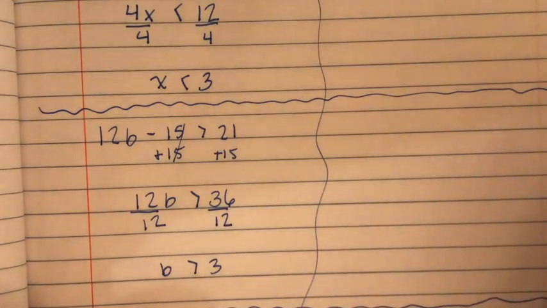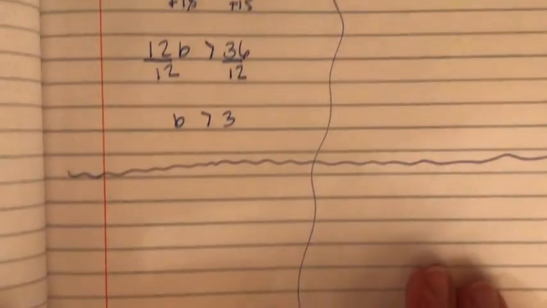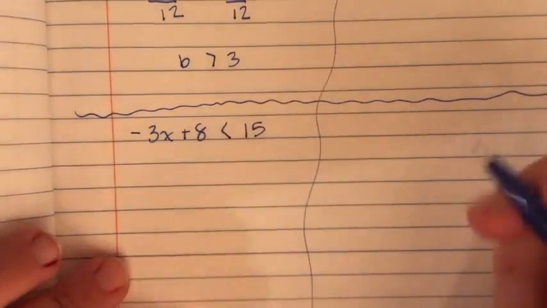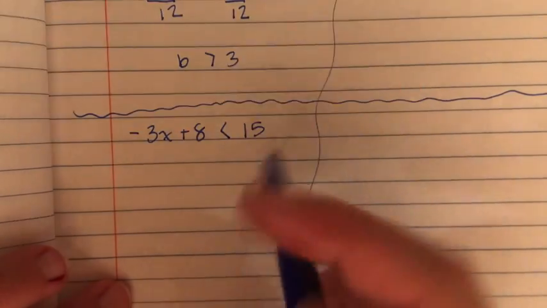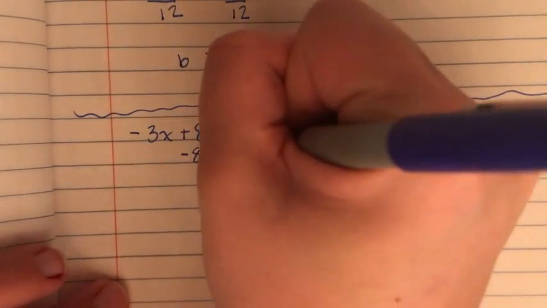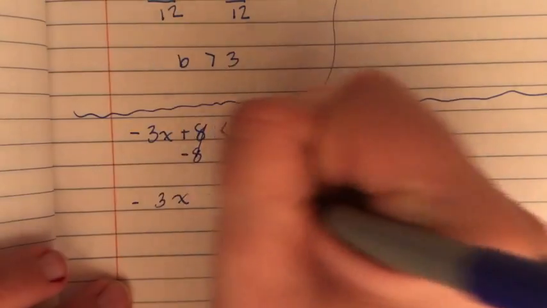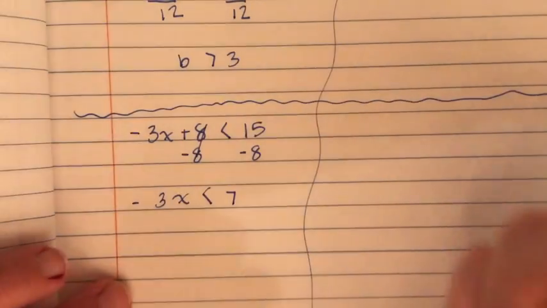Next one, and this one's going to be a sign flipping one. Negative 3x plus 8 is less than 15. So I'm going to subtract 8 from both sides, and I get negative 3x is less than 7.